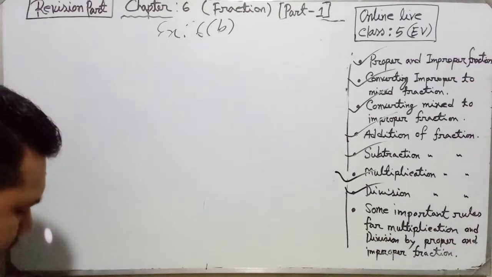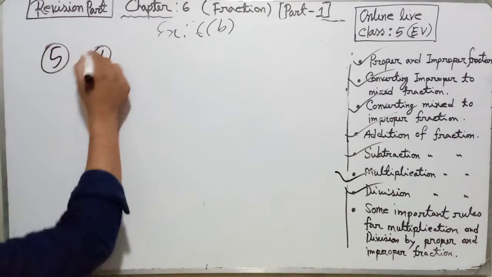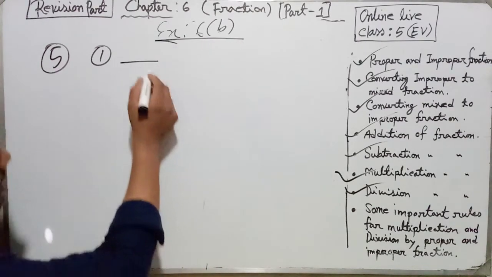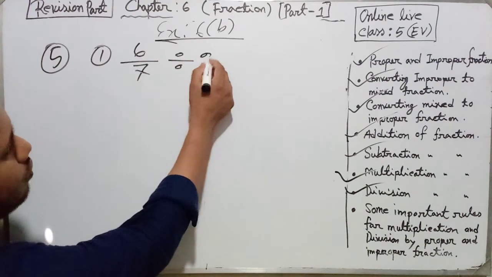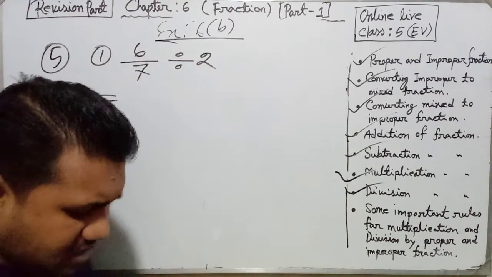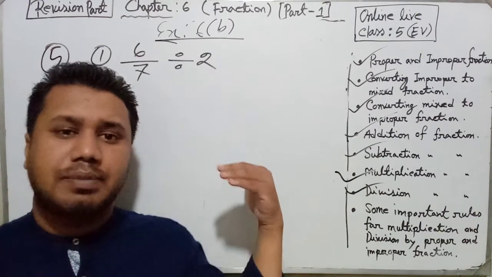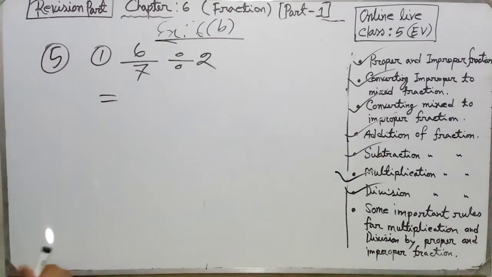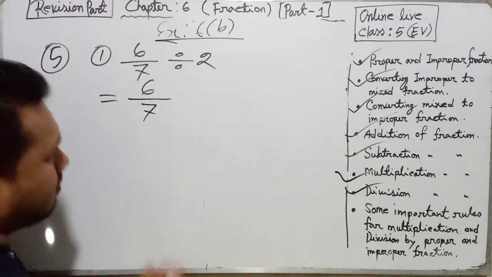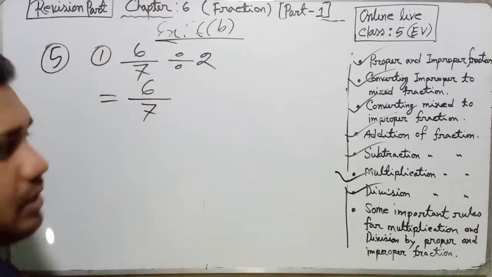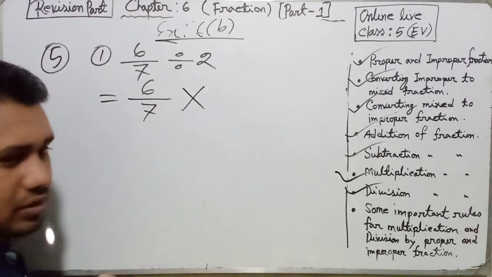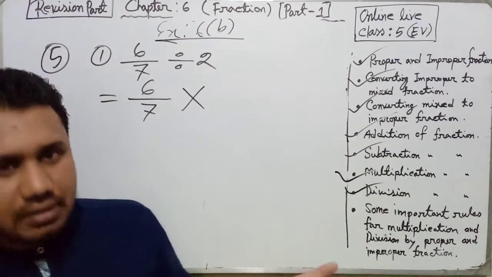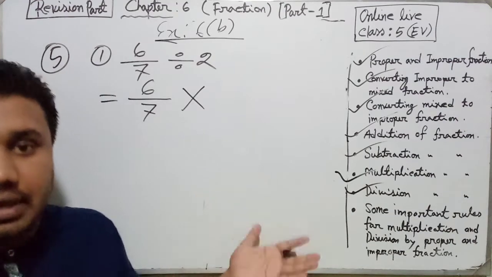Suppose our problem number 1, Exercise 6B. 6 by 7 divided by 2. Now, dear students, first step, we have to change our division sign to a multiplication sign. This is our first step. So, this division sign we have to change. Now, write 6 by 7, unchanged. Now, in place of the division sign, write the multiplication sign. Now, what will be the changing part?